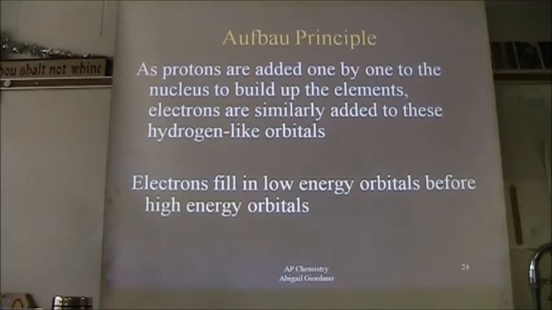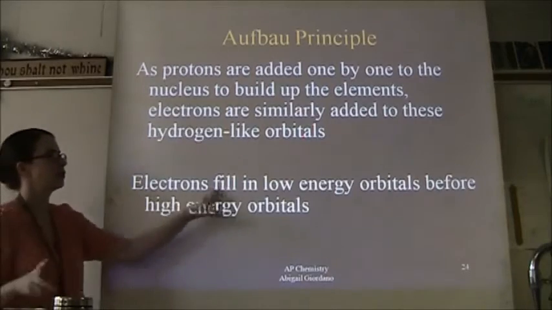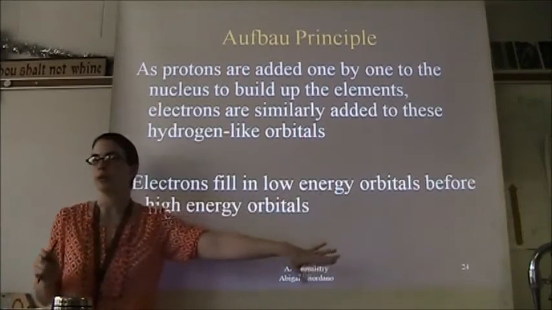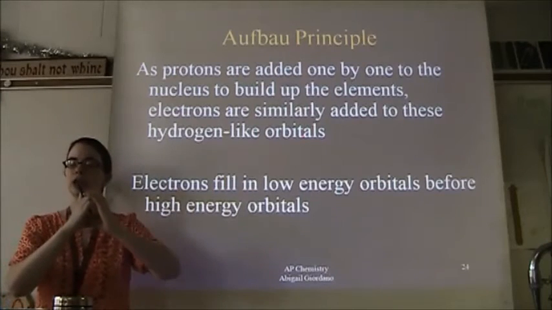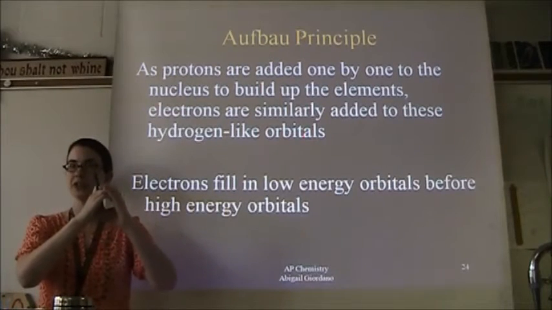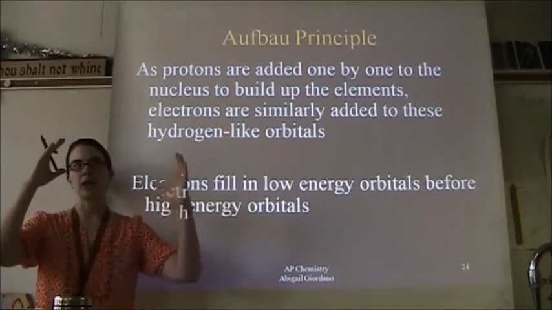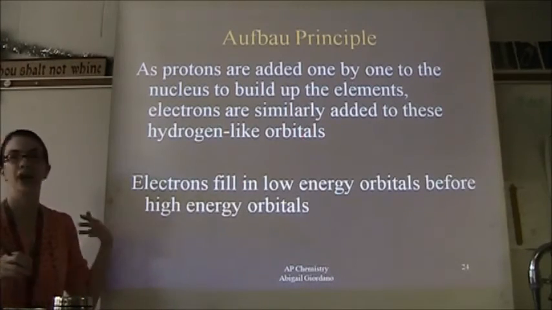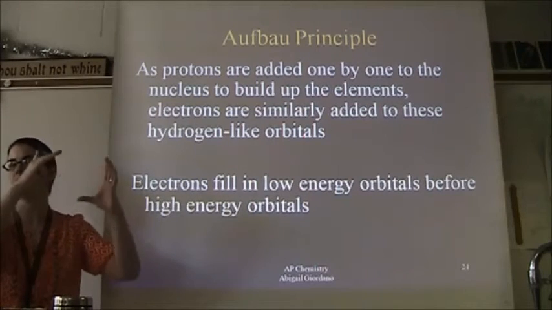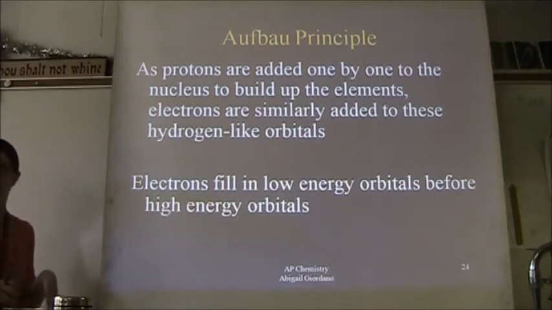Okay. The Aufbau Principle essentially says electrons fill in energy levels closest to the nucleus first, and then as those fill up, then they move further out, away from the nucleus. Electrons fill in low energy orbitals. That means orbitals closest to the nucleus, those fill up first, and then electrons progressively fill in to higher and higher orbitals, which just means moving further and further away from the nucleus. Okay?